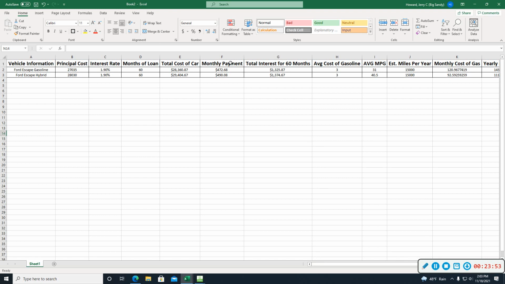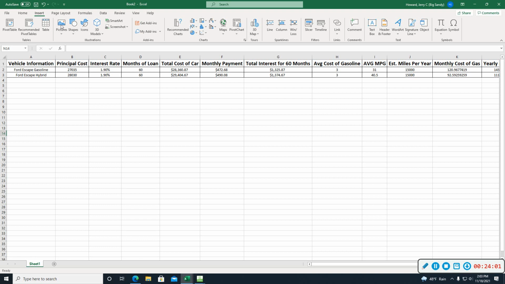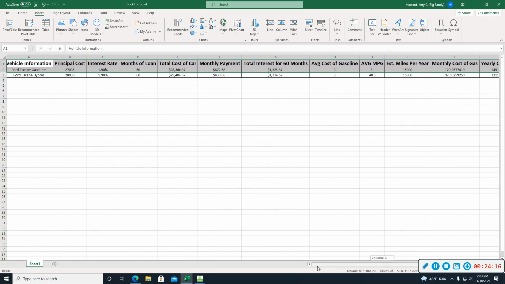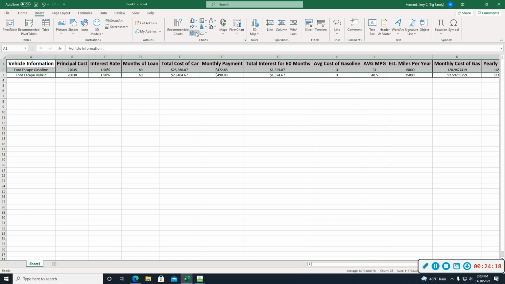Now real quick, we're going to set ourselves up a little graph to show you some things, and it won't take just a minute to do this. Come up here to insert, and you have all kinds of graphs and charts. There's all kinds of cool things you can do, but what I want to do is grab the first 2 rows here. I want to first grab the gasoline car, and I'll come up here and hit a little chart.